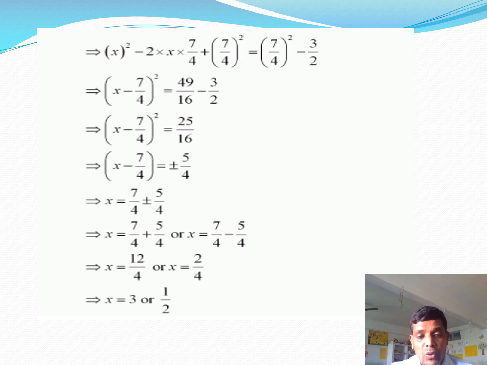X equals, the denominators are both 4, so these are like terms. Add directly: 7 plus 5 is 12, 12 by 4, or 7 minus 5 is 2, 2 by 4. 12 by 4 means 3, or 2 by 4 means 1 by 2.